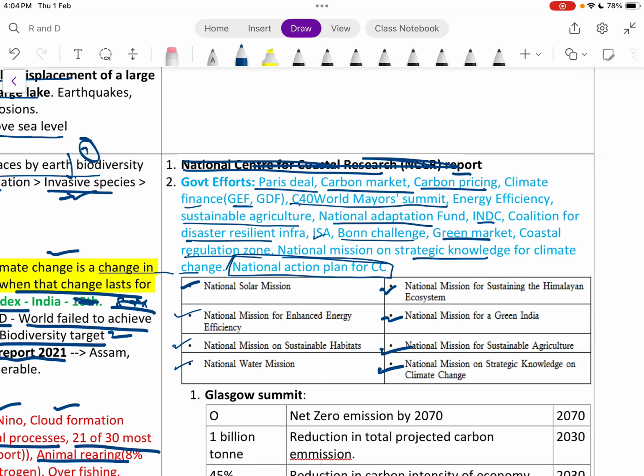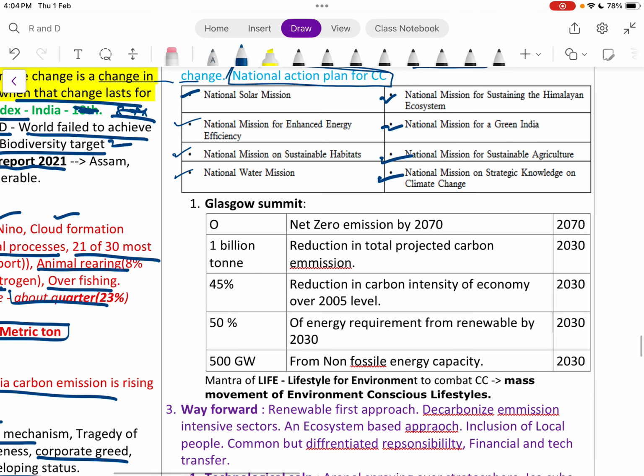So that's it. At Glasgow, we have Panch Pran. What is it? 0, 1, 0, 1, 45, 50 and 500. So net zero by 2070.